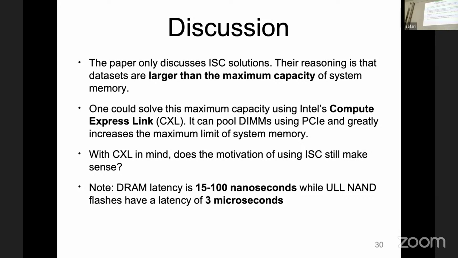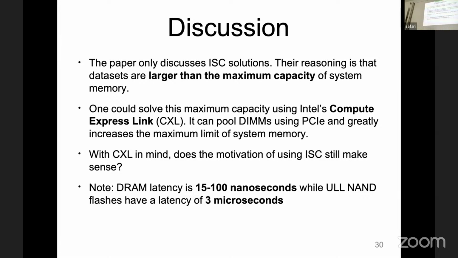Yes, so CXL could maybe increase the system memory capacity, maximum capacity, yes, but will it cover all cases that ISC is covering, in terms of graph size, I guess? Because CXL basically allows you to pool it, and the DIMM capacity is mainly limited by the CPU and the mainboard. So if we use CXL, you could theoretically increase the size of the DIMMs by a lot. So it would be possible to store the graphs in there in terms of size.